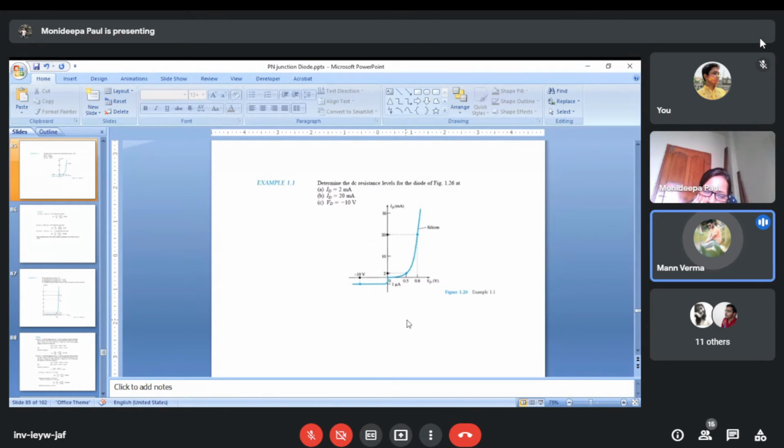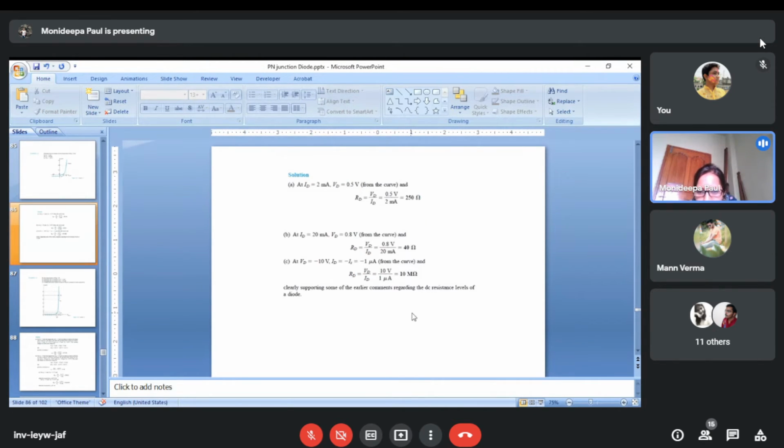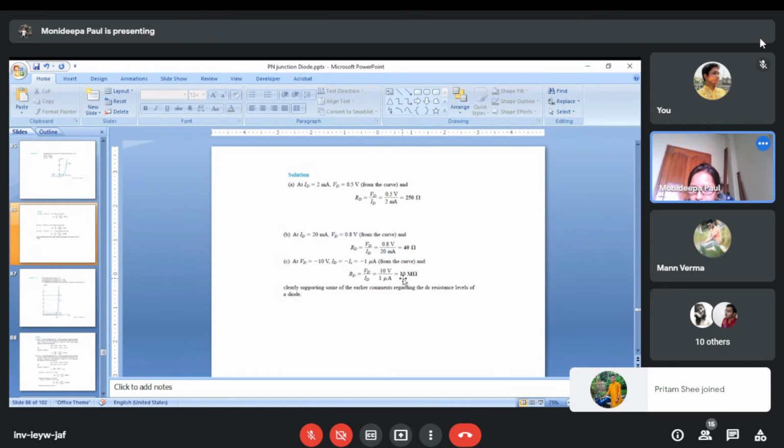10 to the power 7 ohm. That means a mega ohm, 10 to the power 6. Yes, ma'am. 10 mega ohm. 10 to the power 6. Yes, ma'am. Okay.